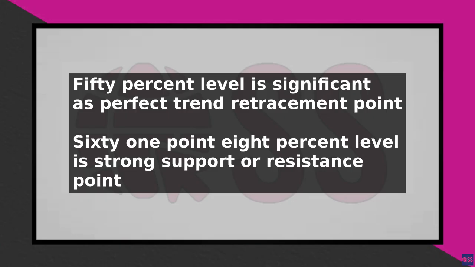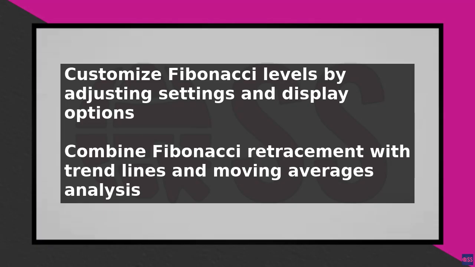When using Fibonacci retracement, it is essential to combine it with other forms of technical analysis, such as trend lines and moving averages. This will help you to confirm the strength of the trend and identify potential areas of support and resistance. Best practices for using Fibonacci retracement include using it in conjunction with other indicators, waiting for a clear trend to emerge before drawing the levels, and being patient and disciplined when trading.